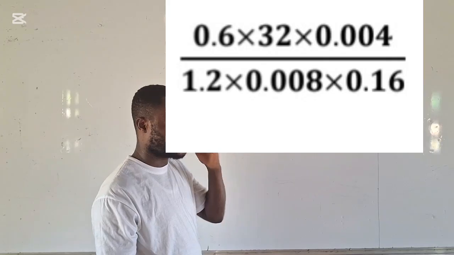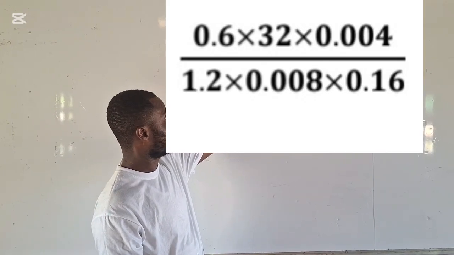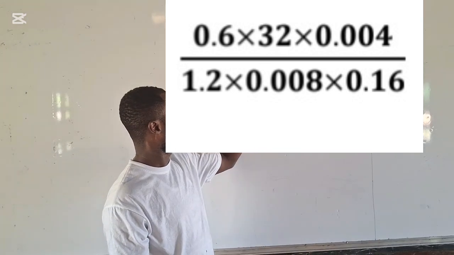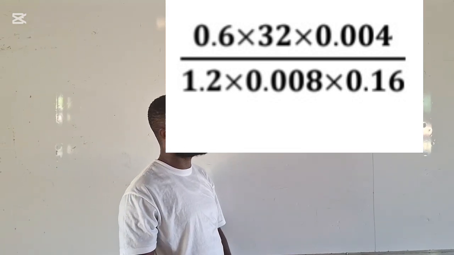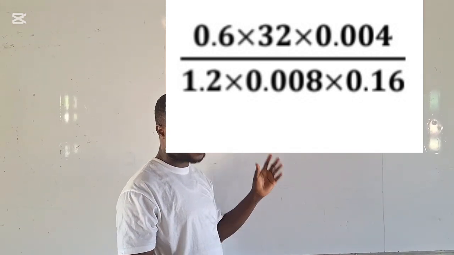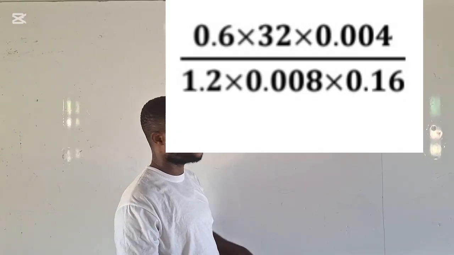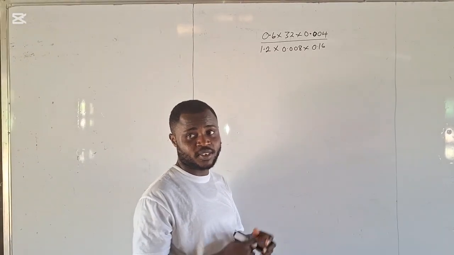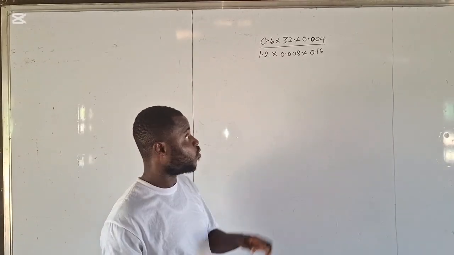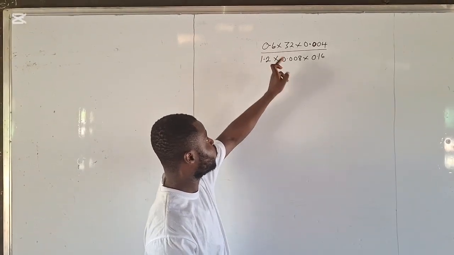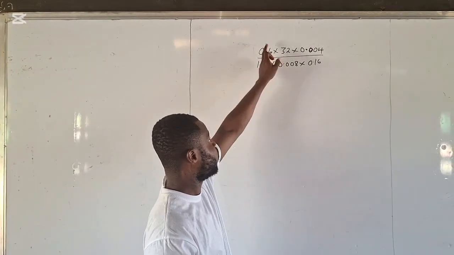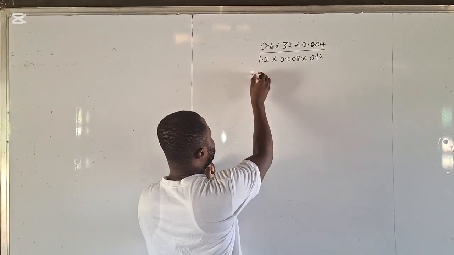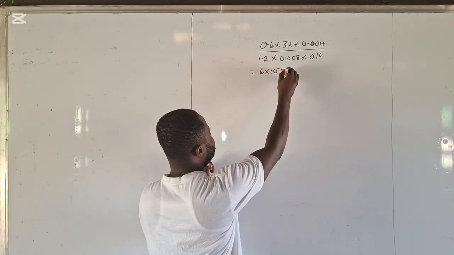Alright, so this question in standard form: 0.6 times 32 times 0.004 all over 1.2 times 0.008 times 0.16. Division of standard form. So I've told you the ones with decimals, you change them to whole numbers in standard form to make it easy to solve. So 0.6, changing it to standard form, the point comes forward. And when the point comes forward, the exponent is going to be negative. So this one will give us 6 times 10 exponent negative 1.